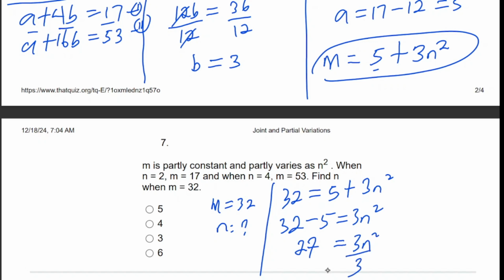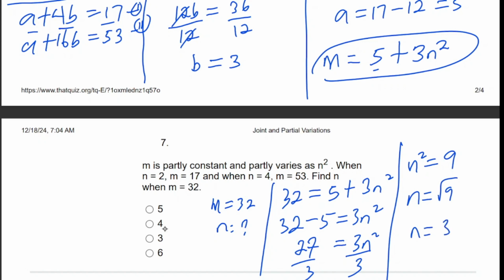So divide both sides by 3. Therefore, n squared equals 9. Therefore, n is equal to the square root of 9. n is equal to 3. And that is the option we have here. I hope this is very clear, right? So that is that. I'll move to question 8 now.